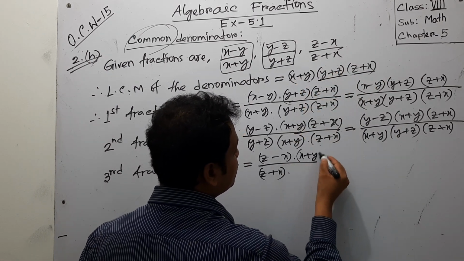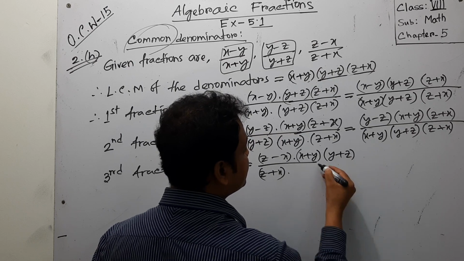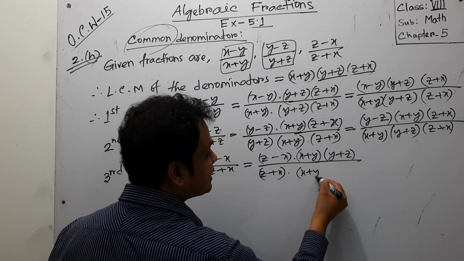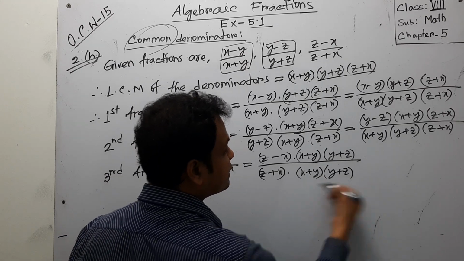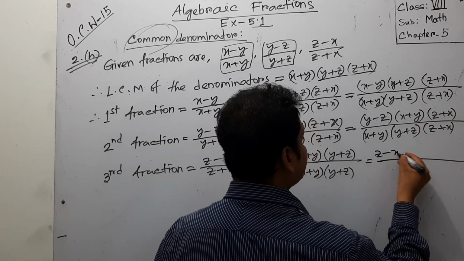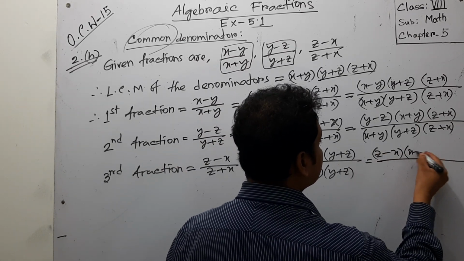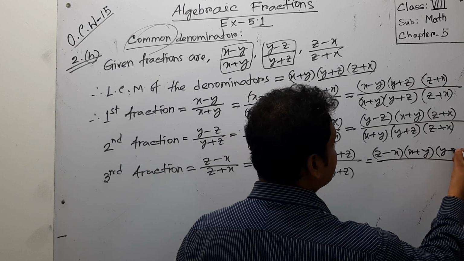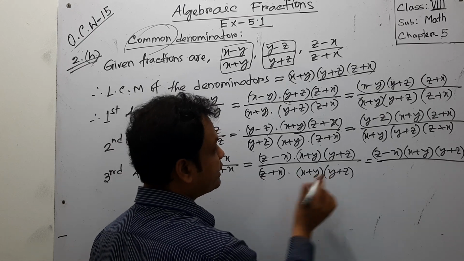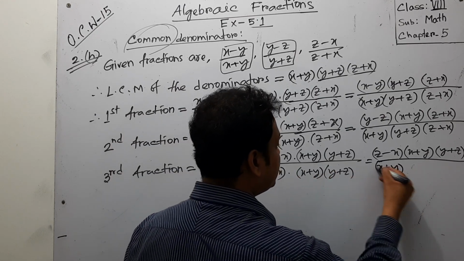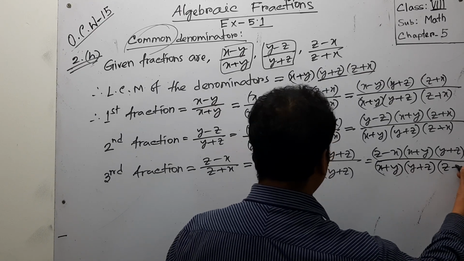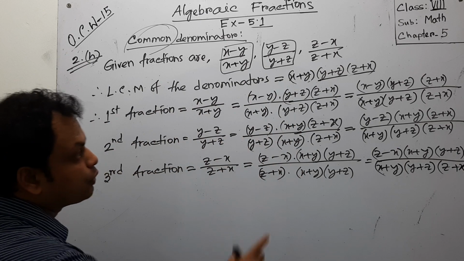We get x plus y, y plus z. So in the numerator we got x plus y, y plus z, and in the denominator the same, x plus y, y plus z. By multiplying, what will we get? Z minus x into x plus y into y plus z. And in the denominator we will get z plus x, y plus z. So I want to write x plus y first, then x plus y, y plus z into z plus x. So this is the third fraction.